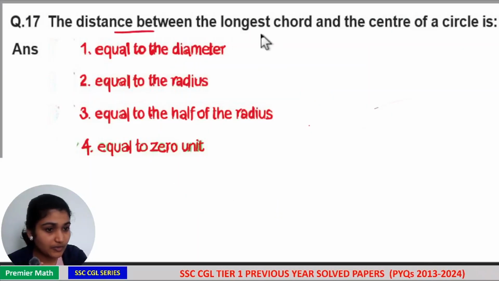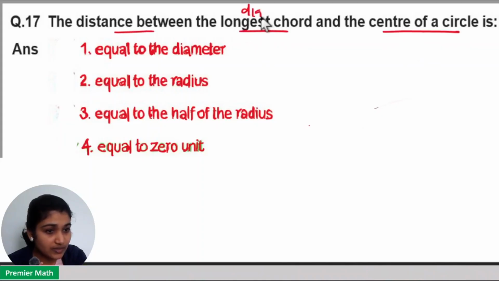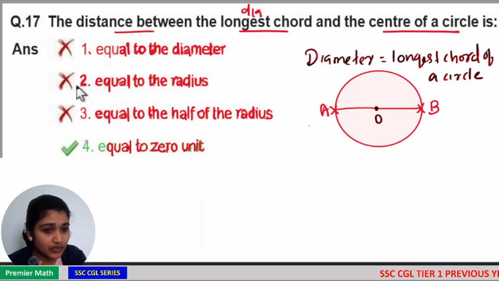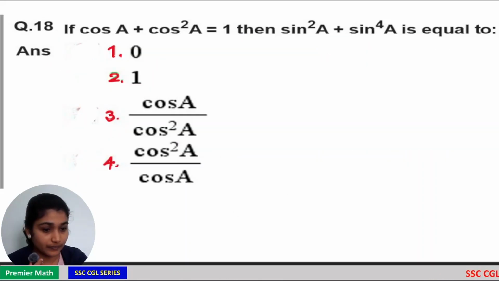The distance between the longest chord and the center of a circle: the longest chord of a circle is its diameter. So here the distance between the diameter and the center of the circle is equal to 0 units. Don't confuse it with others. It's the distance between the center and the diameter, which is 0.